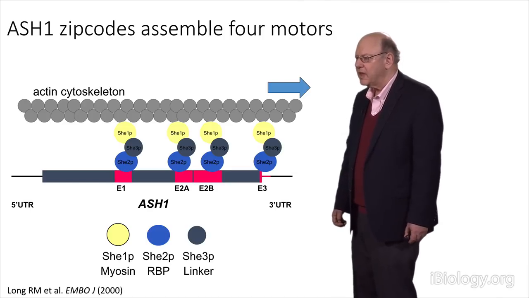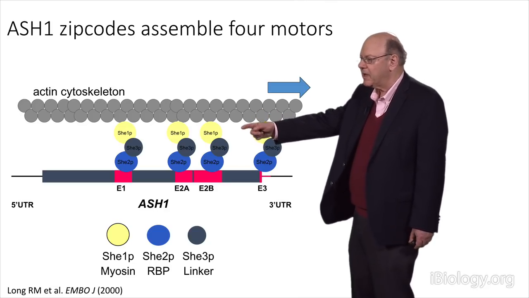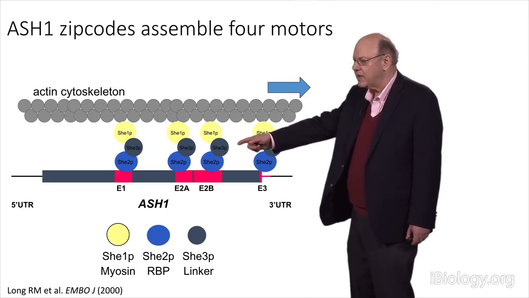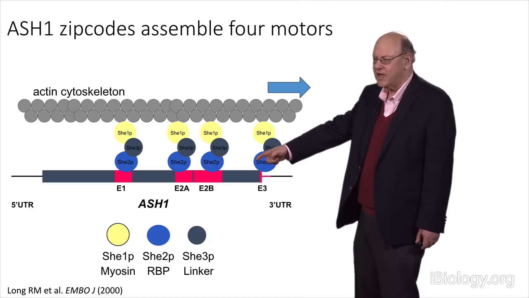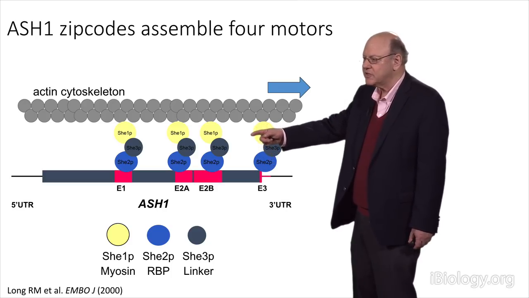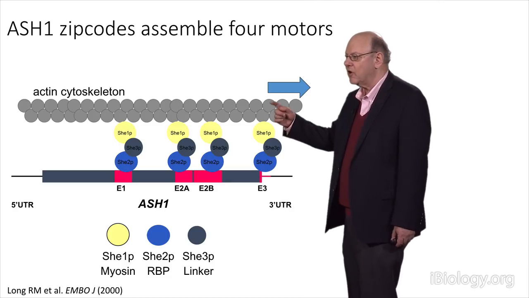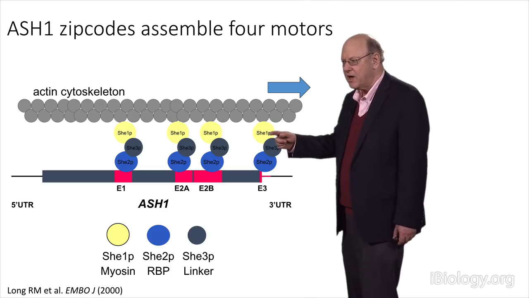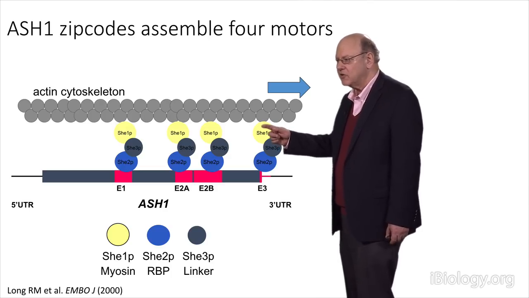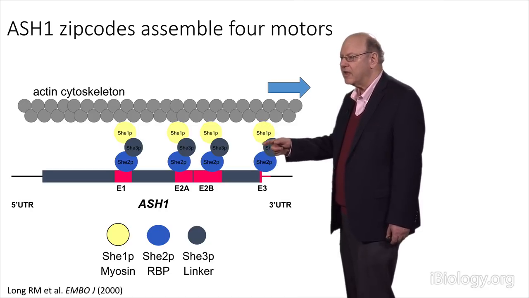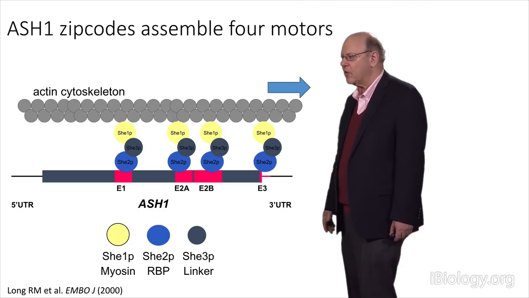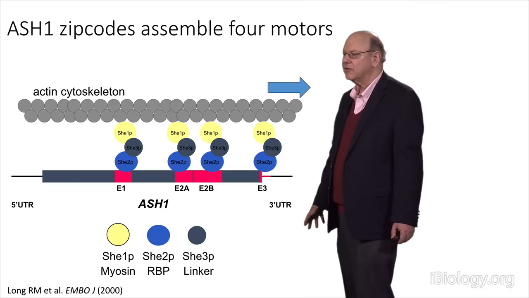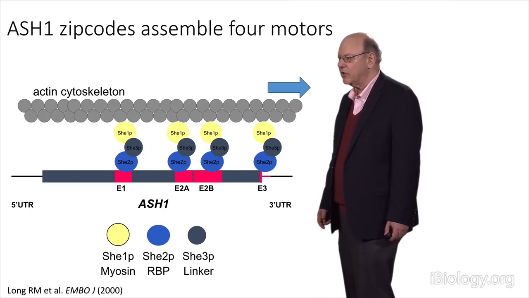Now, how does it get there? It gets there by assembling a complex, which includes a motor. So the motor is myosin, and the myosin now collaborates with these RNA binding proteins and a junction protein, and they all form this four-wheel drive vehicle on the four zip codes of the ASH1 message. And when that collides with the cytoskeleton, the actin filaments, which are only pointed in one direction, they only go toward the bud. The myosin can only go in one direction on actin, toward the barbed end, and therefore the RNA, as soon as it gets on the actin, is destined to end up at the bud tip. It has no choice. And in the next talk, I'm going to show you developments which allowed us to look at this in live cells in real time.